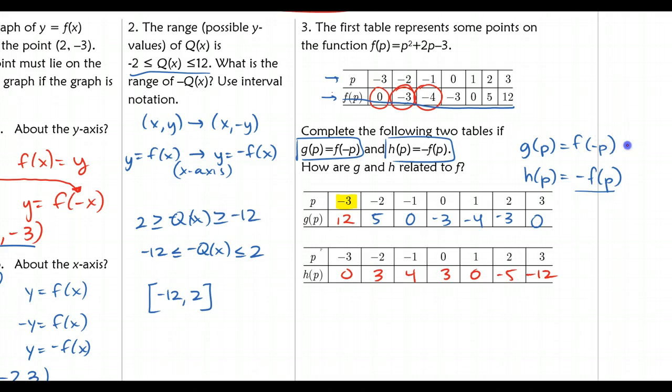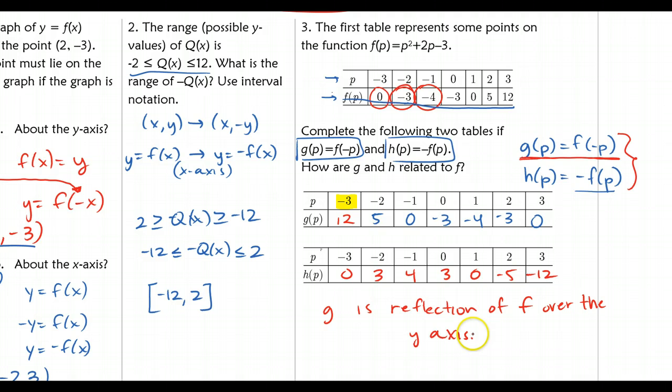Okay, so based off of these two things here, we look, g is actually the reflection of f over the y-axis. Okay, this follows our rule.